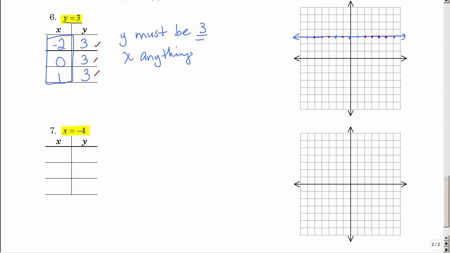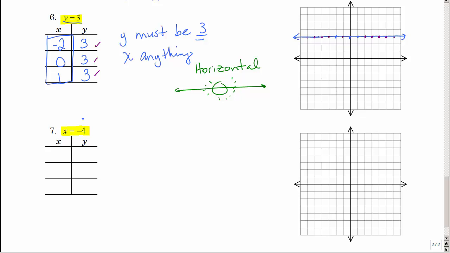And what kind of line is this? This is a horizontal line. Right? When you look at the horizon, the sun is coming up over the horizon. So a horizon, horizontal. Now let's look at number 7.